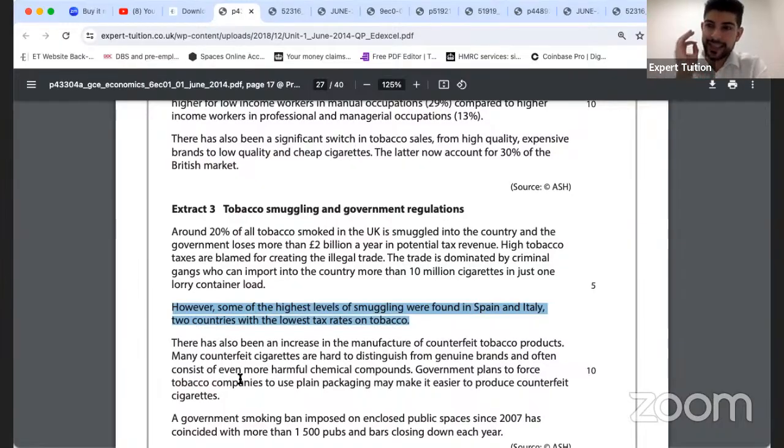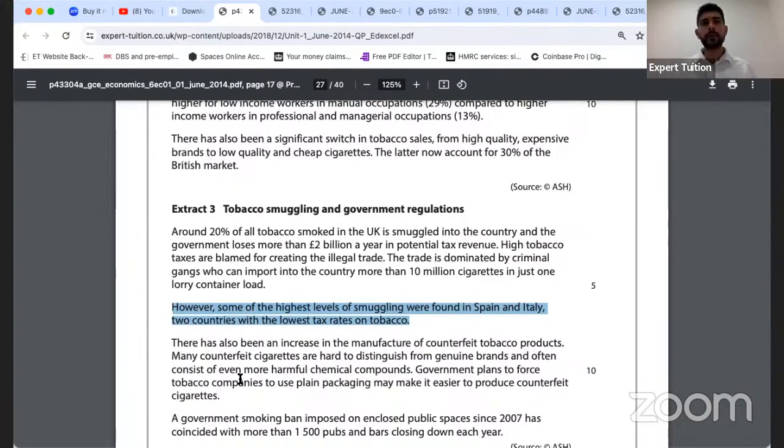Second analysis. This is always going to be true. Indirect taxes, so things like VAT, a specific tax, or a tax on each unit of a good, indirect taxes are always regressive. What does that mean? Regressive means that it impacts low-income households more than it impacts high-income households, and this is why.